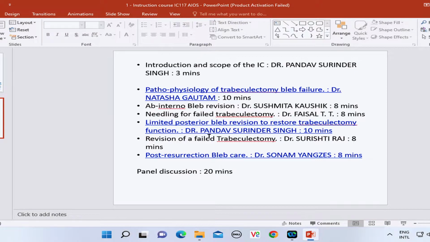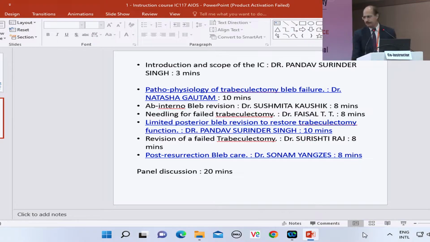Okay, so the next talk would be, once the bleb has failed, what we can do basically to revive those blebs. And you are all aware of the needling procedures and also internal bleb revision. So we'll take up these procedures next. We'll start first with internal bleb revision. I think Dr. Sushmita Kaushik, professor of ophthalmology at Advanced Eye Center, PGI Chandigarh, has extensive experience in dealing with these cases and also doing internal procedures. So I request Dr. Sushmita to tell us how she does this.